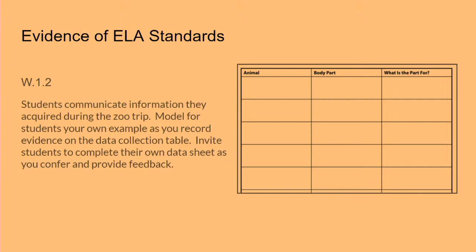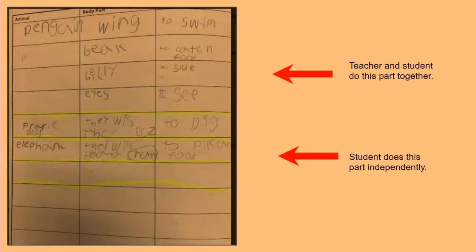And then we taught them to record their observations, which is a form of data, onto the table. And of course, this would begin with the teacher modeling the process and then giving the students a chance to try it out on their own.